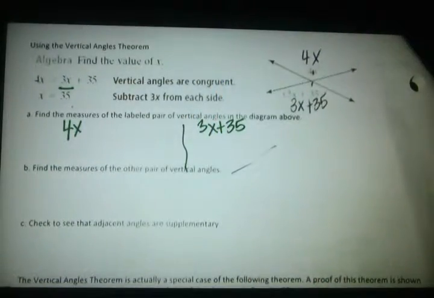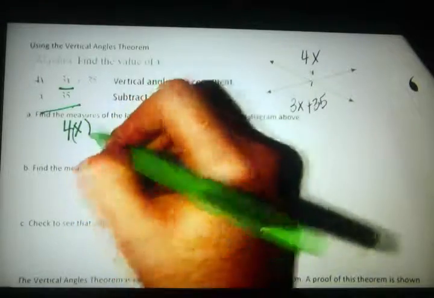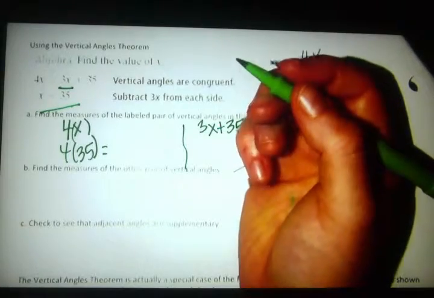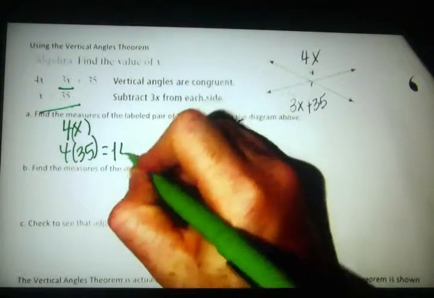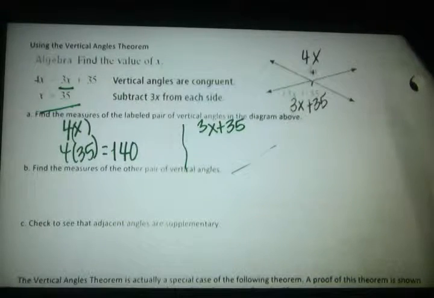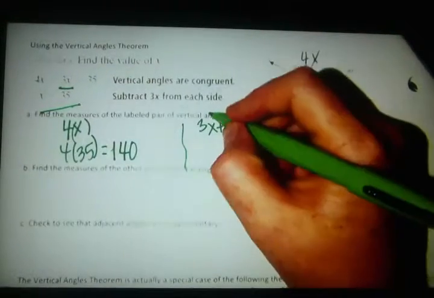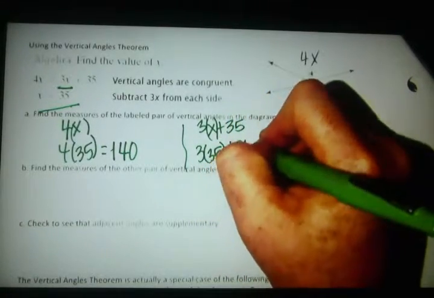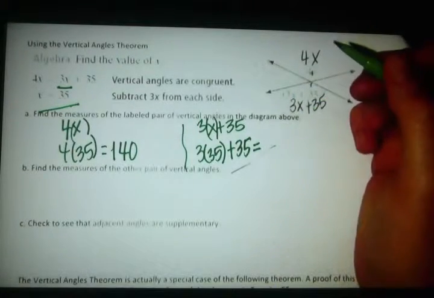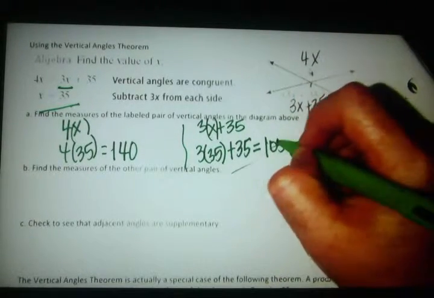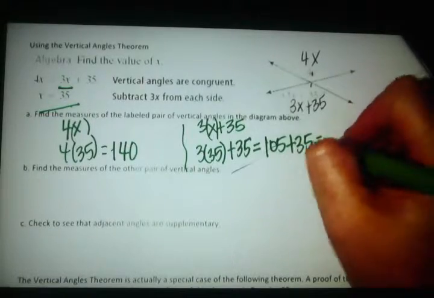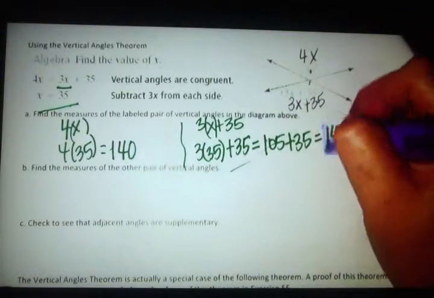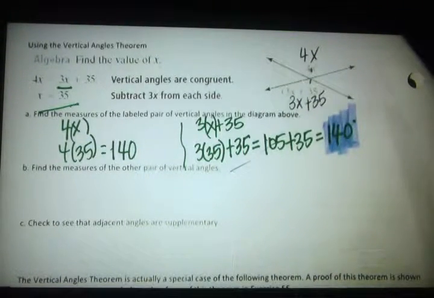So let's just see if it works. Well, they got x equals 35. Let's plug that in for x. 4 times 35. Do that in your calculator if you don't know how to get it. Okay, that's 140. I better be getting the same thing on the other side. Let's just double check. 3 times 35 plus 35. Okay, that would give me 105 plus 35. And yep, that's definitely 140. Okay, so find the measures of the angles. They're 140. That's my answer.